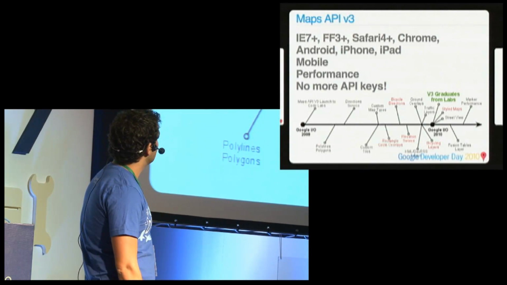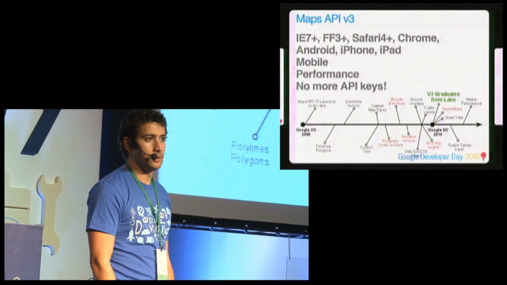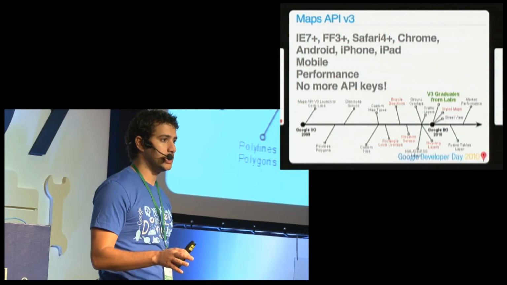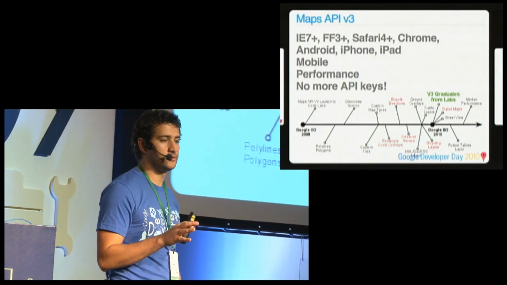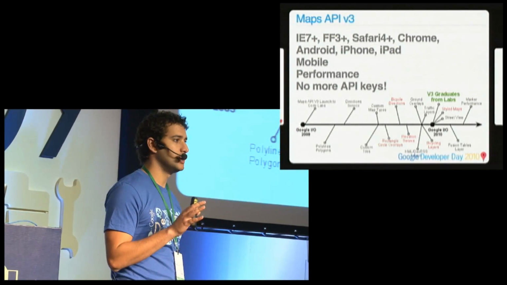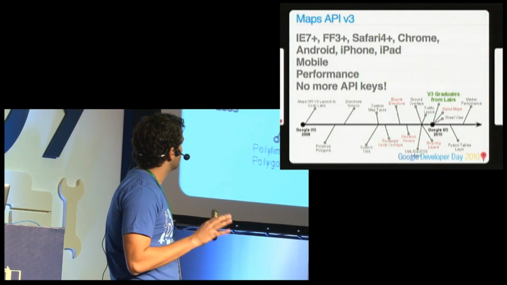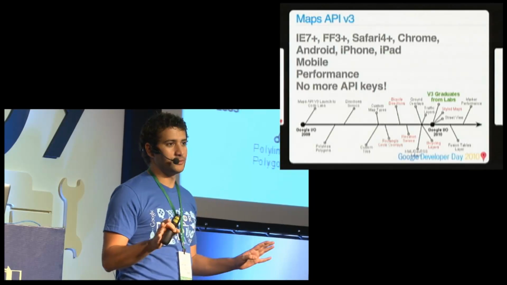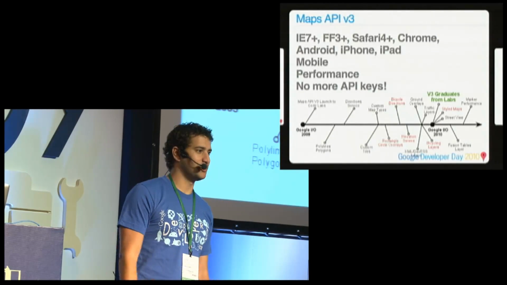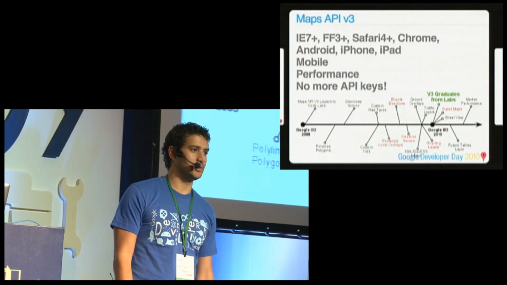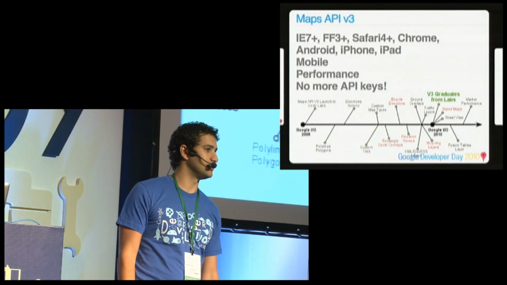So V3 has wide support for various browsers, including specific support for the Android browser and the iPad and iPhone browsers, targeted towards mobile. And for those of you that build V2 apps, you'll be happy to hear that we got rid of API keys, so you no longer need any API key to use the API.